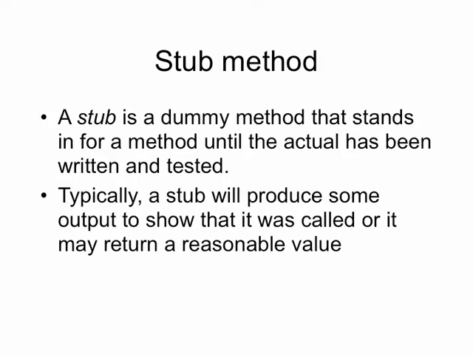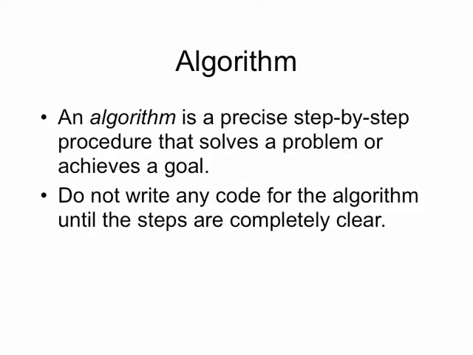Typically, a stub will produce some output to show that it was called, or it may return a reasonable value. When I'm debugging a lot of code, I might put some output statements in that say, method empty_France was called, which just lets me know that it happened. It just tells me where things are.